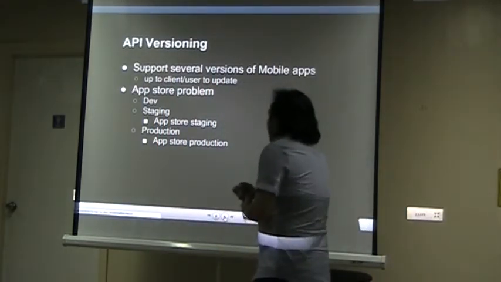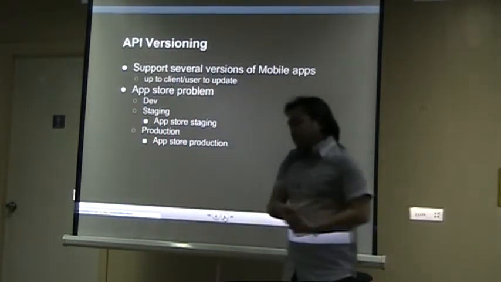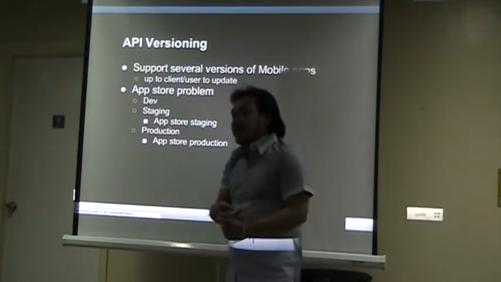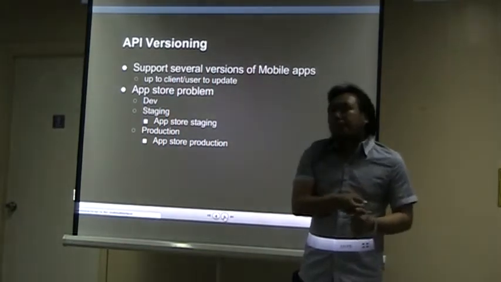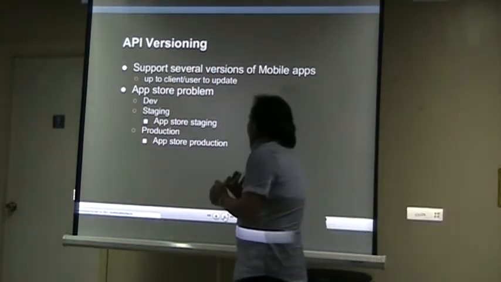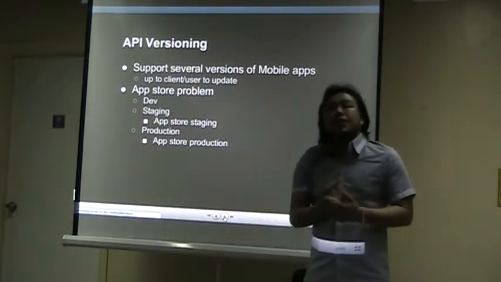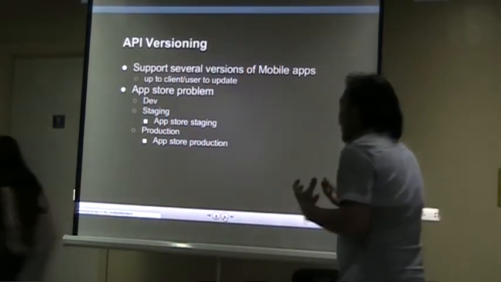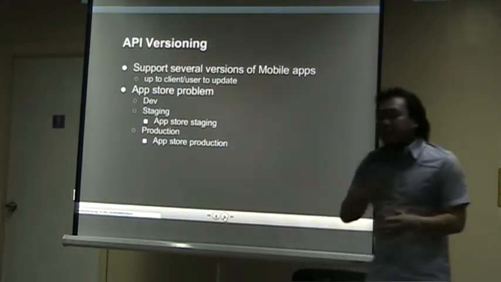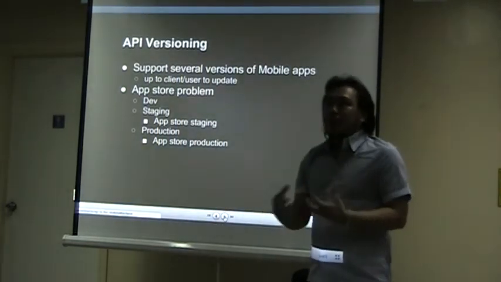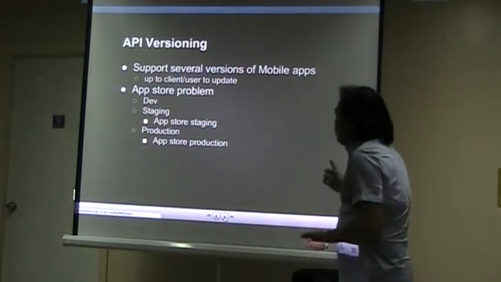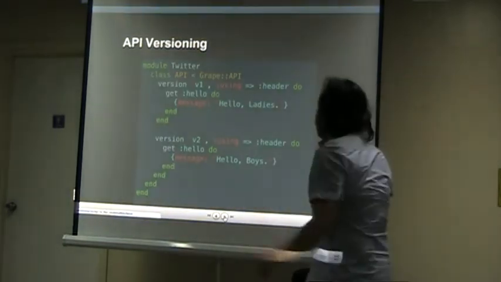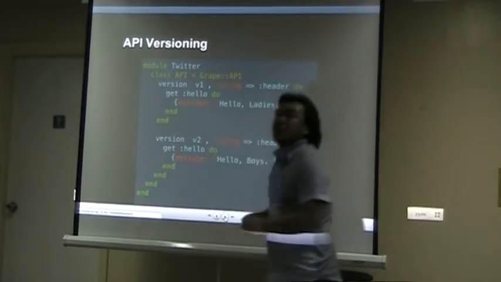So what we did was we have a dev version, we have a staging version, we have a staging version specifically for the App Store, and then we have a production version. If you think about that in the context of a Rails app, then that's several copies that would be a hassle to maintain. So next slide. How you do it in Grape is that you just define a version.